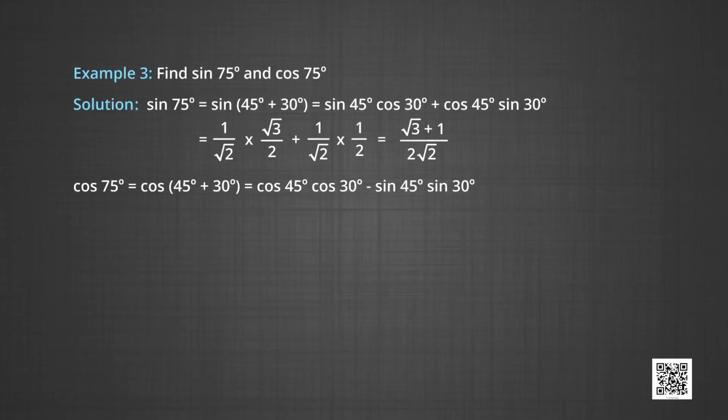Similarly, cos of 75 degrees is equal to cos of 45 plus 30 degree, which is cos 45 degree cos 30 degree minus sin 45 degree into sin 30 degree. Again, replacing cos 45 degree as 1 by root 2, cos 30 degree as root 3 by 2, minus sin 45 degree as 1 by root 2 and sin 30 degree as 1 by 2, on simplification gives the value of cos 75 degree as root 3 minus 1 divided by 2 root 2.